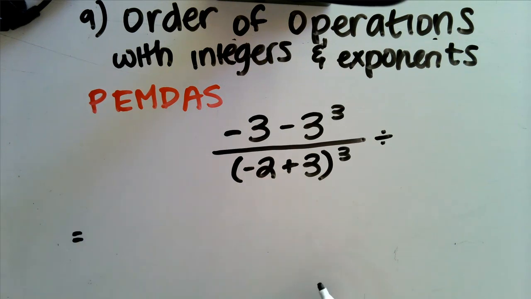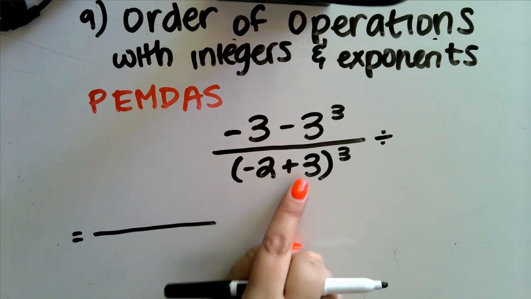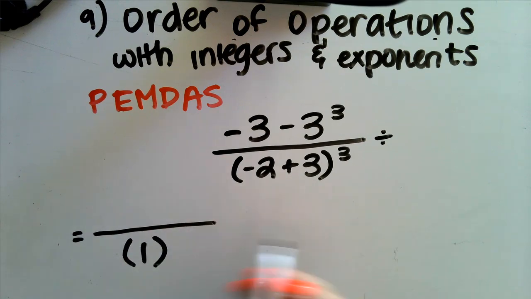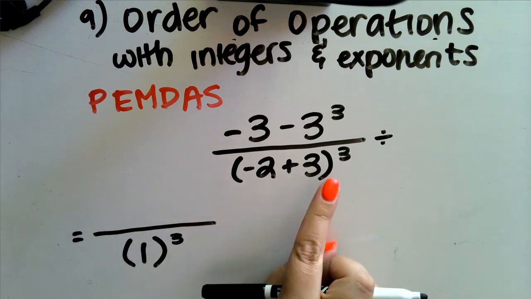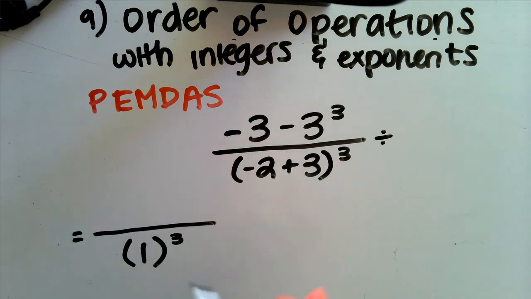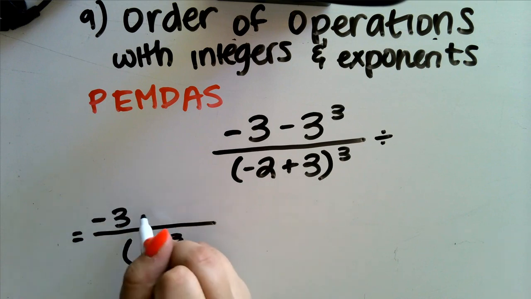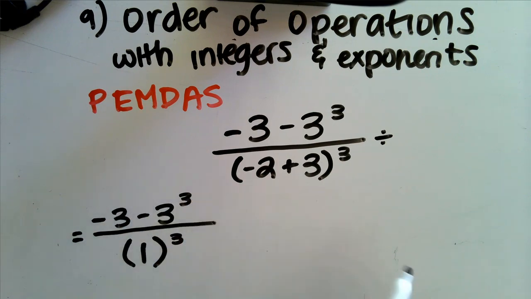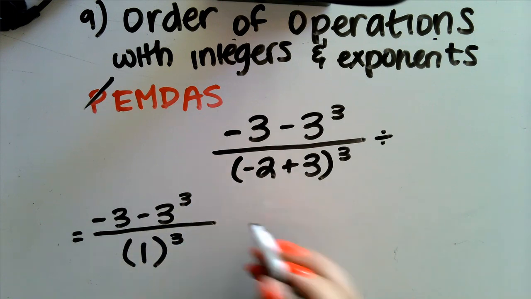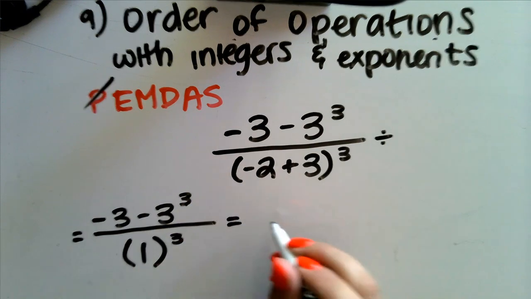Now I'm going to start rewriting over here so I have a little more room. And I know that negative 2 plus 3 is equal to 1. 1 to the third power, that exponent in the denominator needs to come down. And then I haven't done anything in the numerator yet, so I'm just going to rewrite it. And guess what? We're done now with our parentheses. Now let's work on our exponents. And I see an exponent sitting in both our numerator as well as our denominator. So let's talk about that.